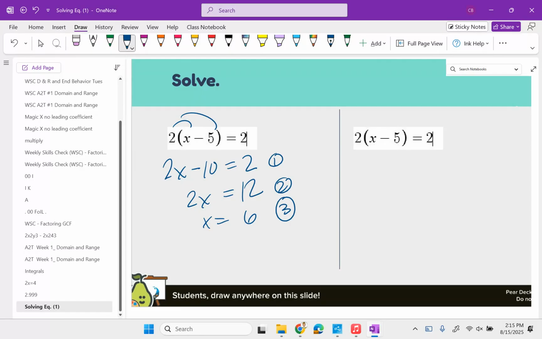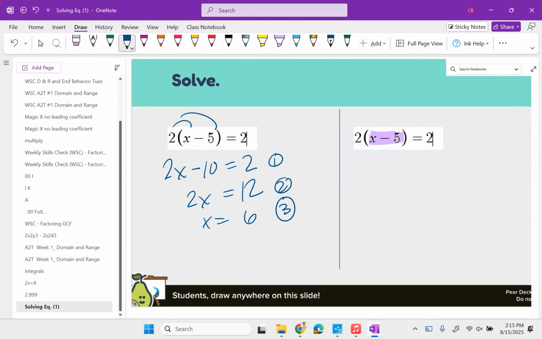Okay, let's try it Mrs. Ballard's way on the right side. So everybody do it with me, okay? Let's treat this guy here like it's a variable. So leave it alone until we get everything off the parentheses. Okay, so don't touch what's inside. Don't distribute in until we move the stuff, okay?